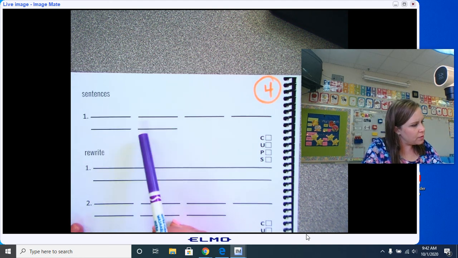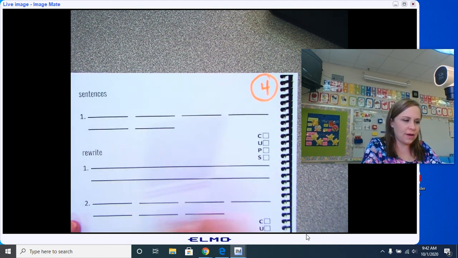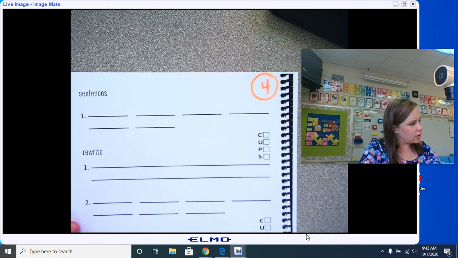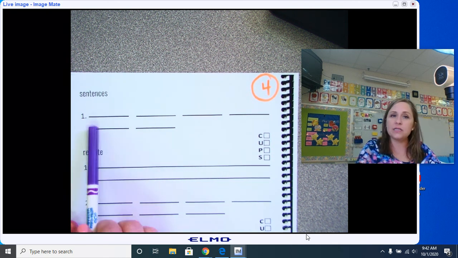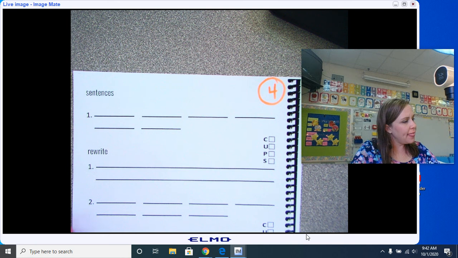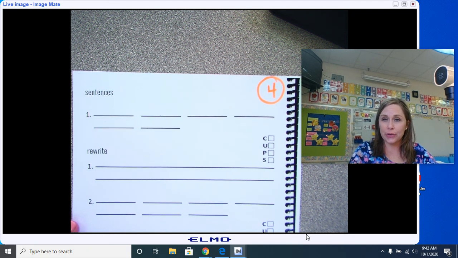Let's see. 1, 2, 3, 4, 5, 6. 1, 2, 3, 4, 5. Okay. 1, 2, 3. All right. Sentence number 1. The doe skin came from the doe.